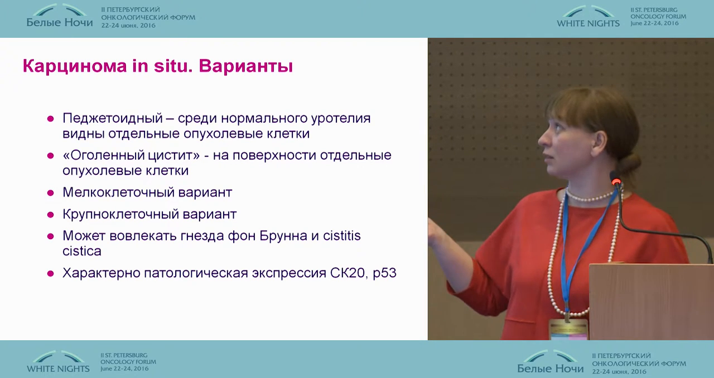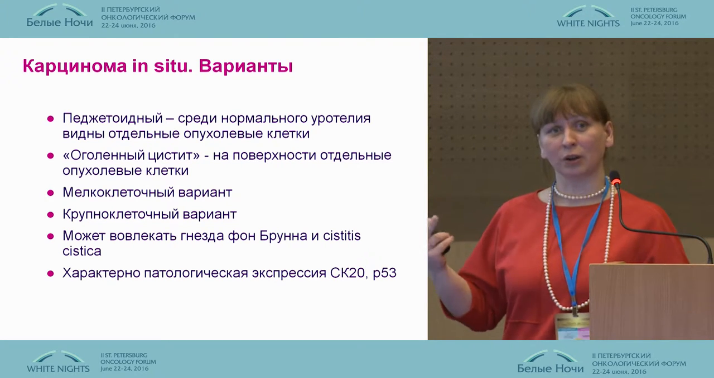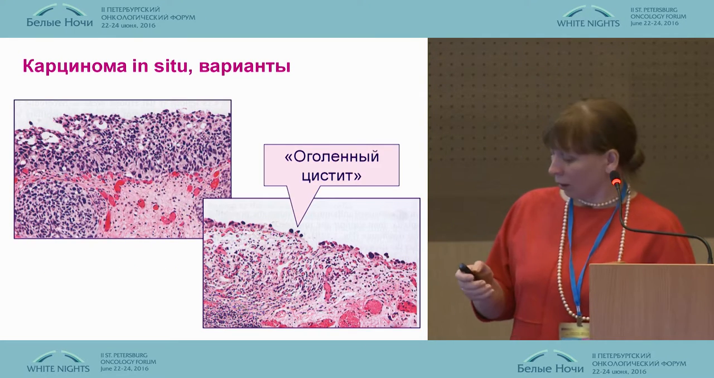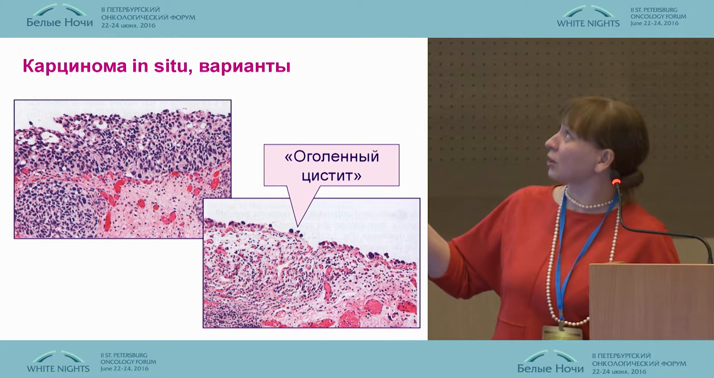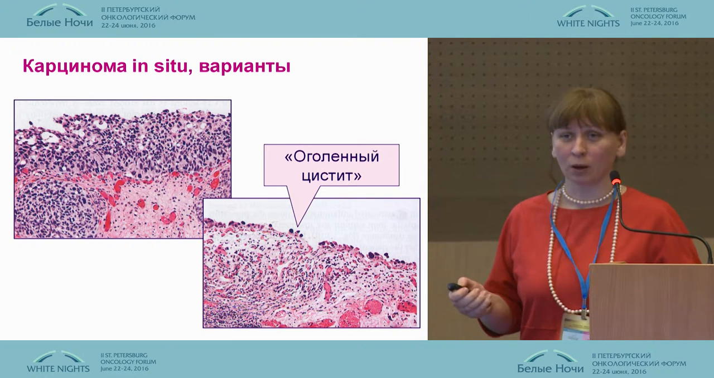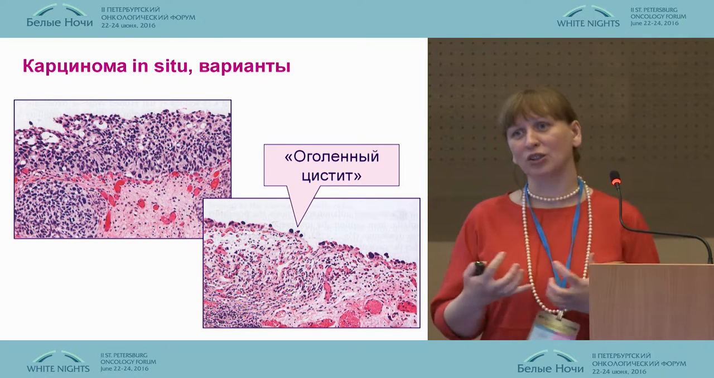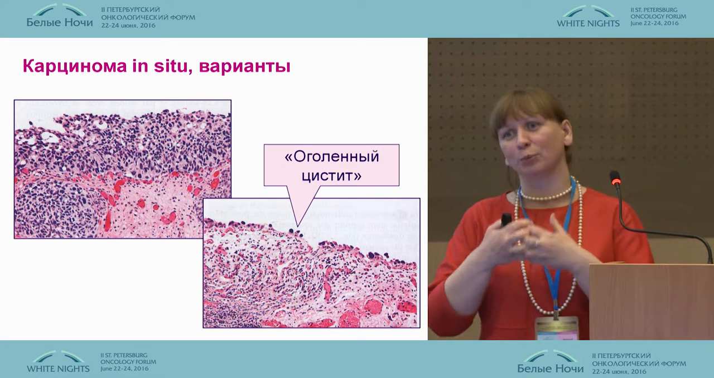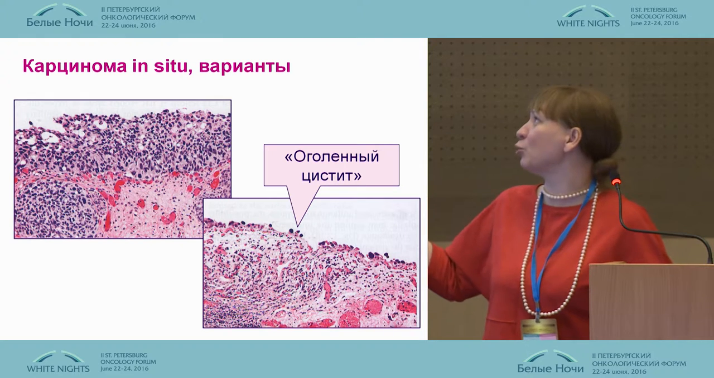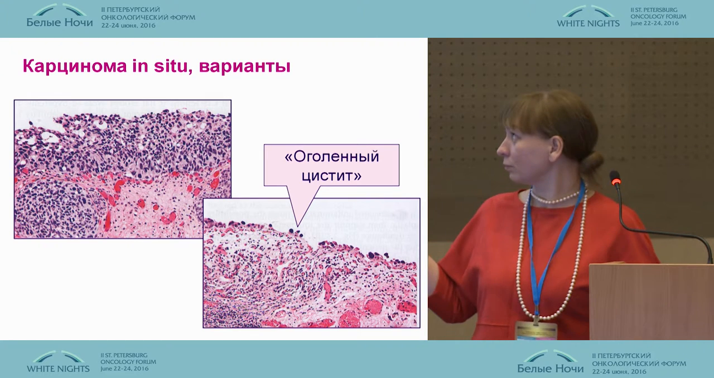This is the carcinoma in situ of the von Brunn nests. These are different variants of carcinoma in situ within the so-called denuding cystitis. In high-grade processes, the cells have low cohesion. They just move away from each other. We can see this naked basal membrane.